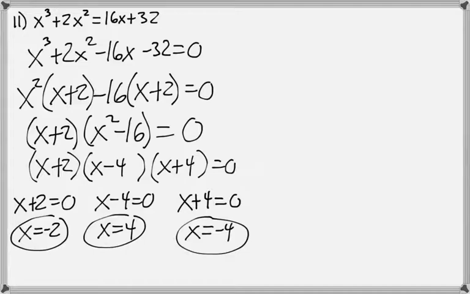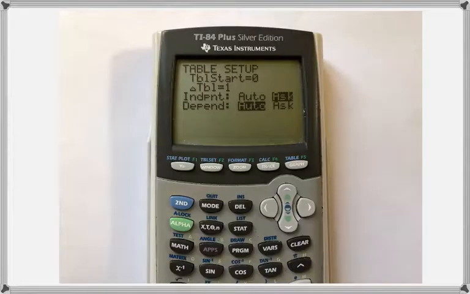Now I do want to show a way that you can check this on the calculator. And it's using the table feature. So first I want to make sure that my table is set up correctly. So if you go to second and then window, it'll take you to table settings. And you want to make sure that your independent variable is set to ask and your dependent variable is set to auto.